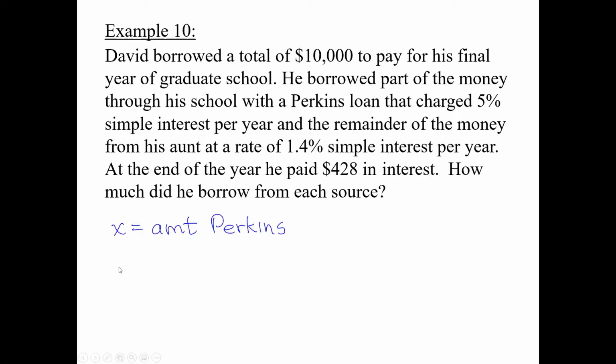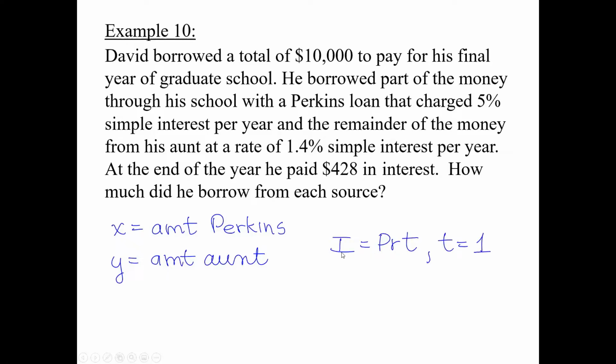Well, let X equal the amount of the Perkins loan. I would have used a capital P. Y equals the amount from the aunt. I would have used an A. I like to make my variables somewhat stand for what we're talking about. It seems to make the problem make more sense to me. That's just a little problem-solving technique.